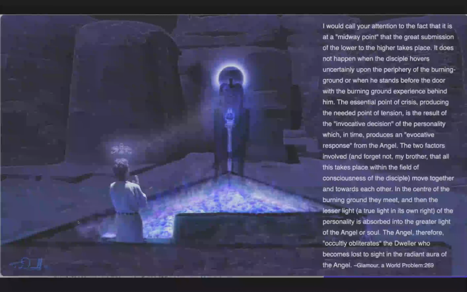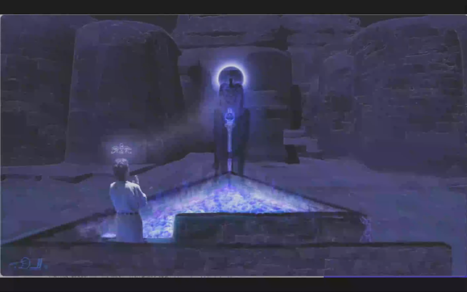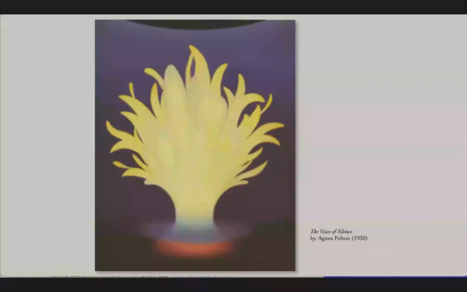So, the burning ground has done its work, and the personality is now nothing more or less than the purified shell through which the light of the angel of the presence shines. It is actually a fusion of lights, with the stronger and more powerful obliterating the lesser. This new harmonious relationship is the first major goal of the technique of fusion.